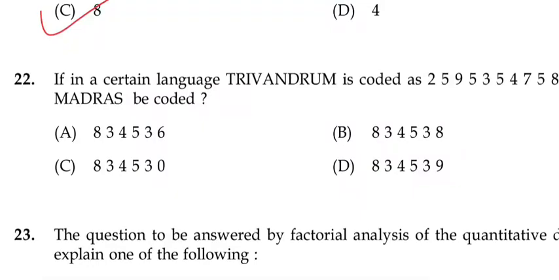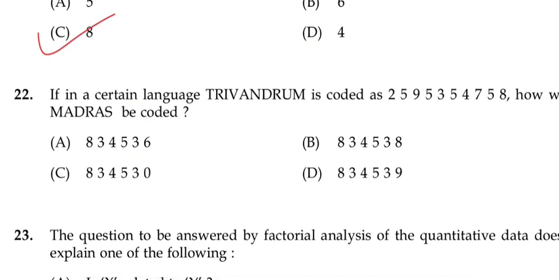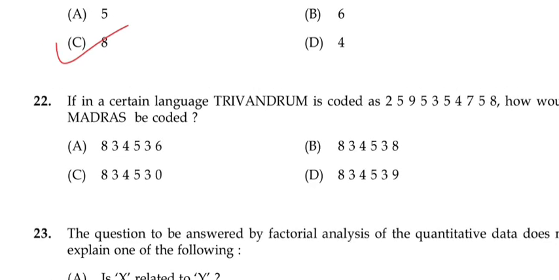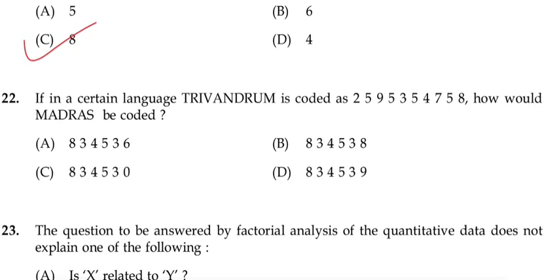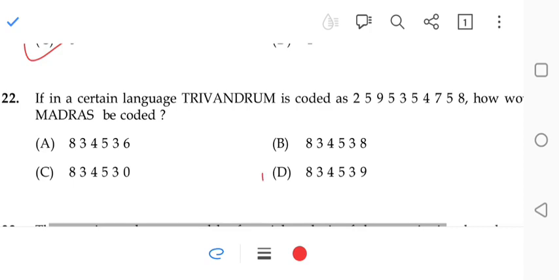Number 22, if in a certain language TRIVANDRUM is coded as 259535478, now how would MADRAS be coded? 834536, 834538, 834530, 834539. 22, correct answer will be number D, that is 834539.